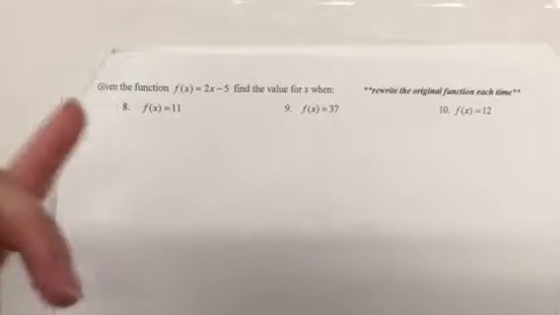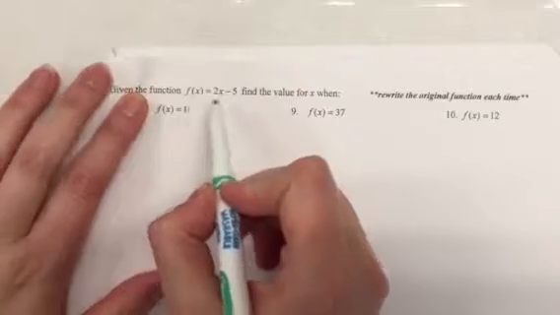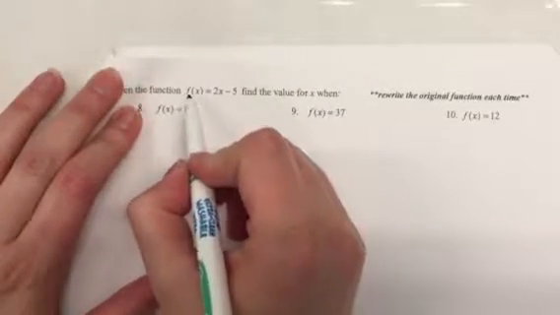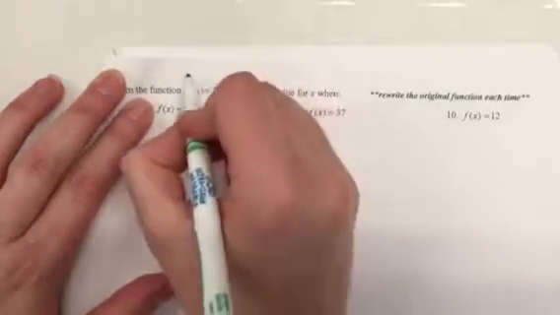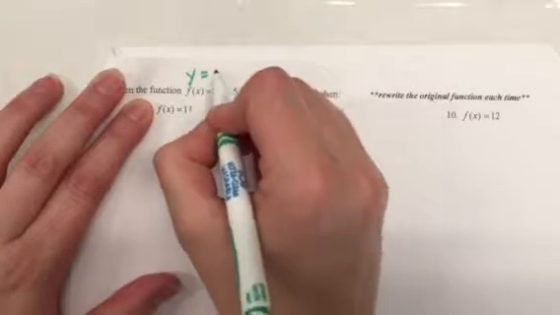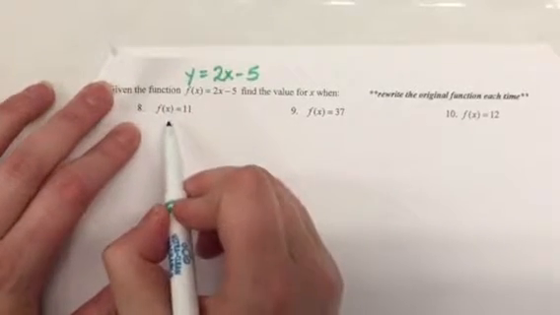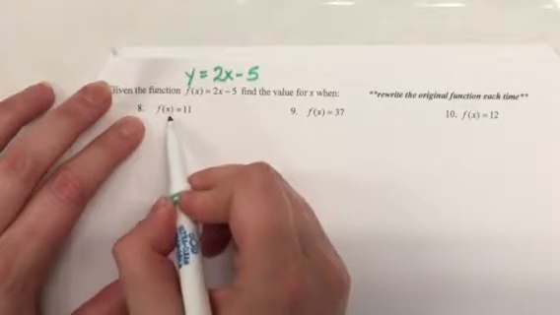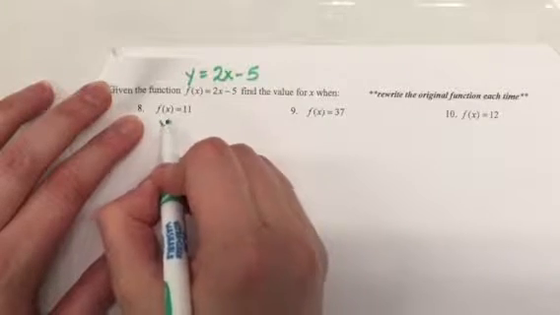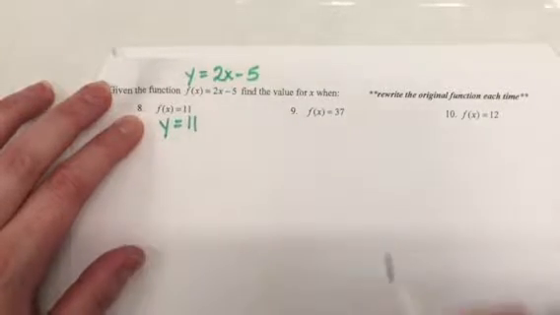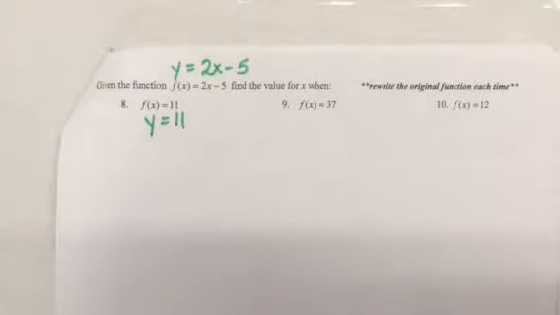In the last page, they gave me x because it was in the parentheses. Now I'm solving for it. Do you remember in the previous video when I said f of x is the same thing as y? So I could really rewrite this function as y equals 2x minus 5, okay? So then if I look at question 8, I can actually rewrite that as y is equal to 11. F of x is the same thing as y.